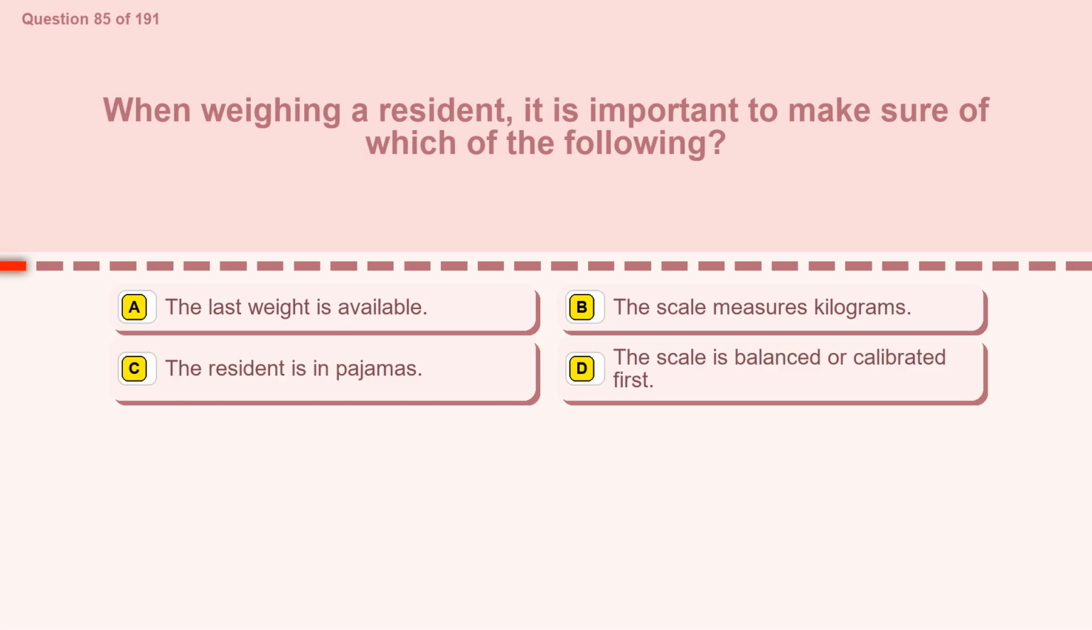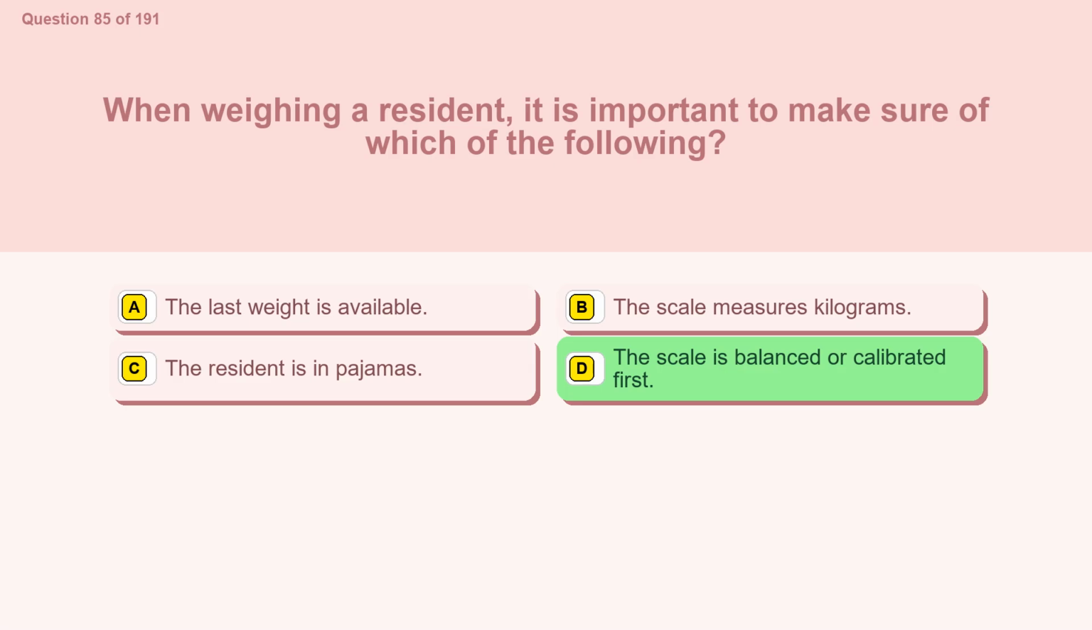Question 85. When weighing a resident, it is important to make sure of which of the following? Option A. The last weight is available. Option B. The scale measures kilograms. Option C. The resident is in pajamas. Option D. The scale is balanced or calibrated first.